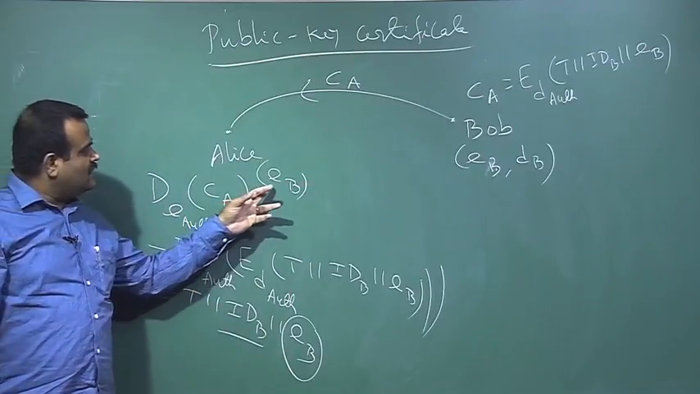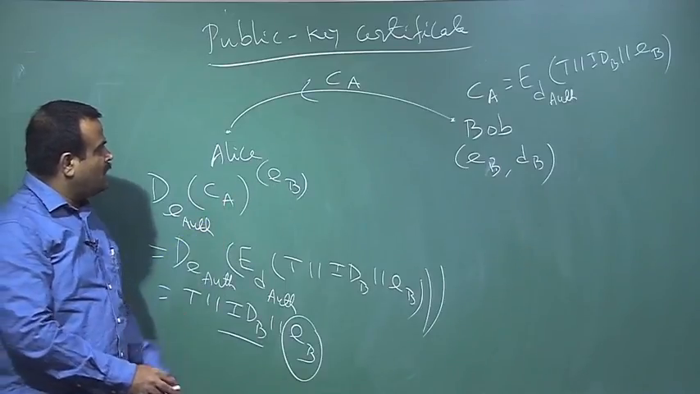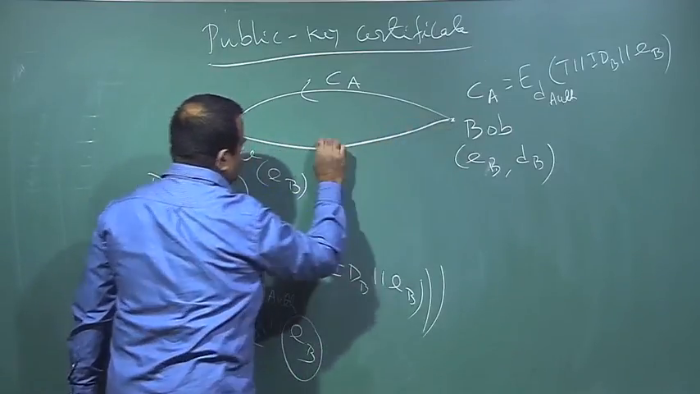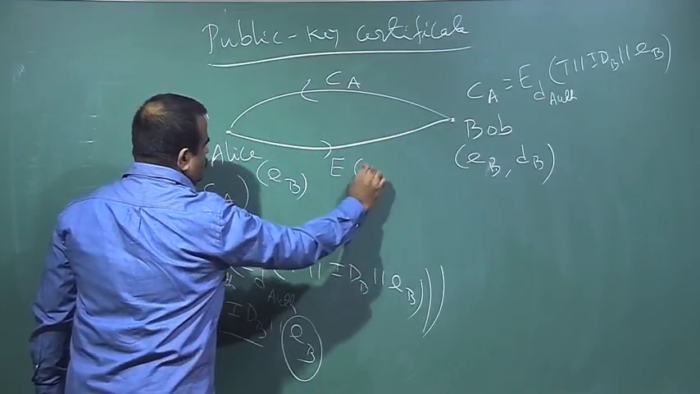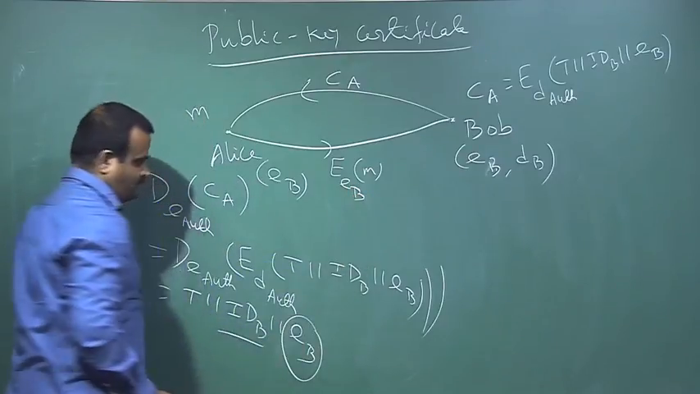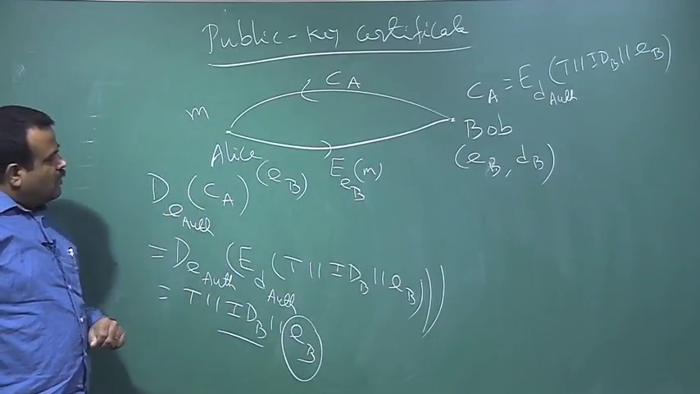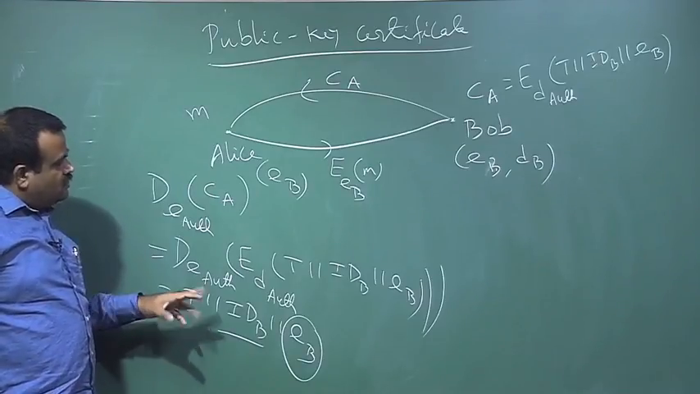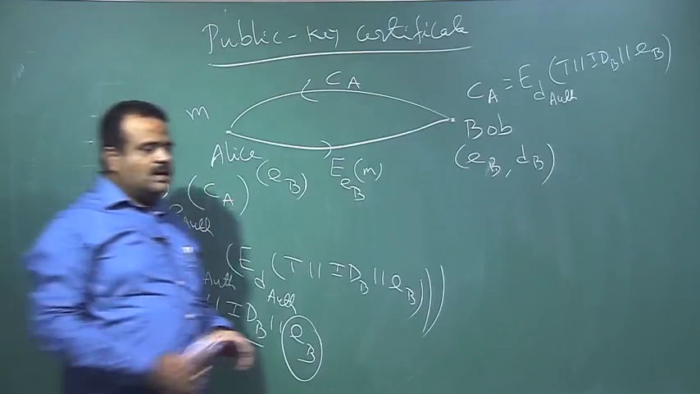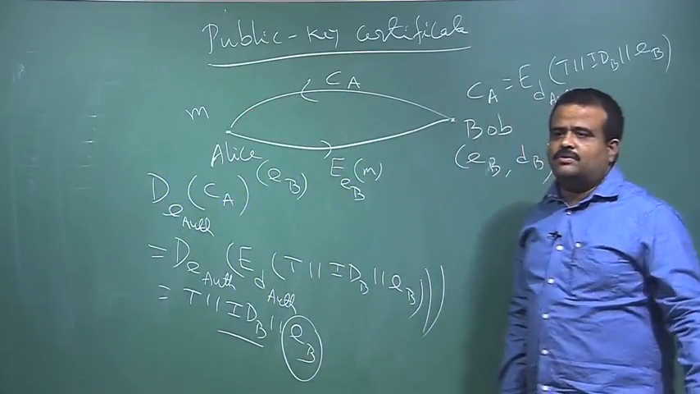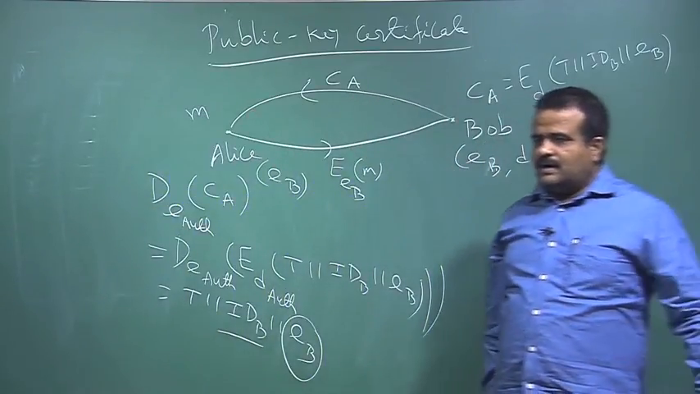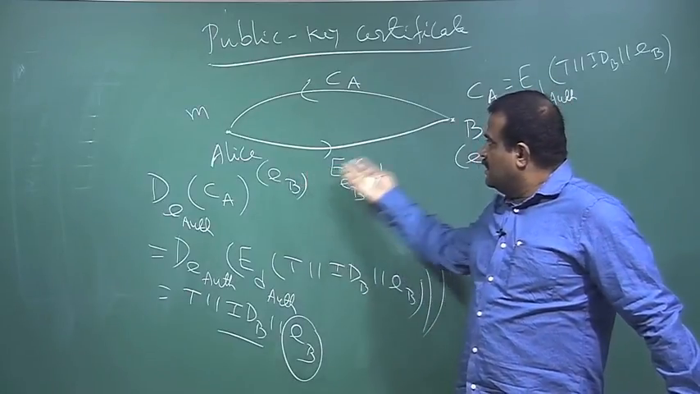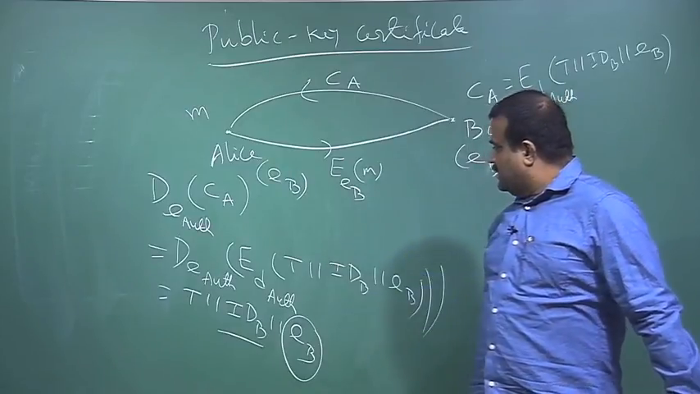Now, after getting this Bob public key, Alice can choose a message, encrypt the message using Bob's public key and send it to Bob. So, this is the way we can avoid contacting the authority in order to get the public key of the receiver. By seeing the certificate we can get this.